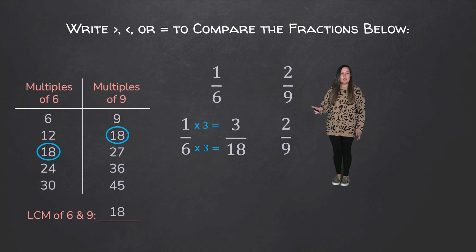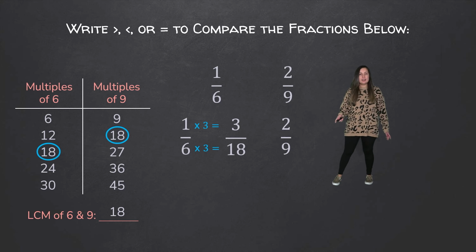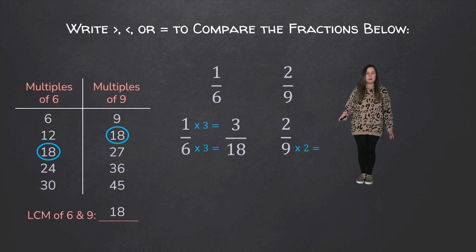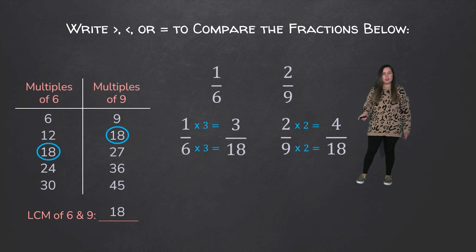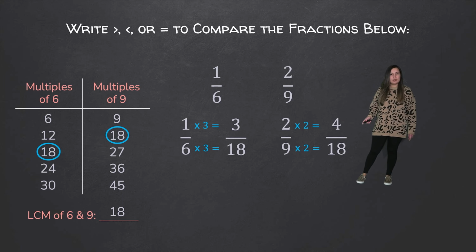Now we're going to take the 2 over 9. In order to get a denominator of 18, we have to multiply 9 by 2. Whatever we do to the denominator, we do to the numerator as well. So 2 times 2 is 4. 9 times 2 is 18.